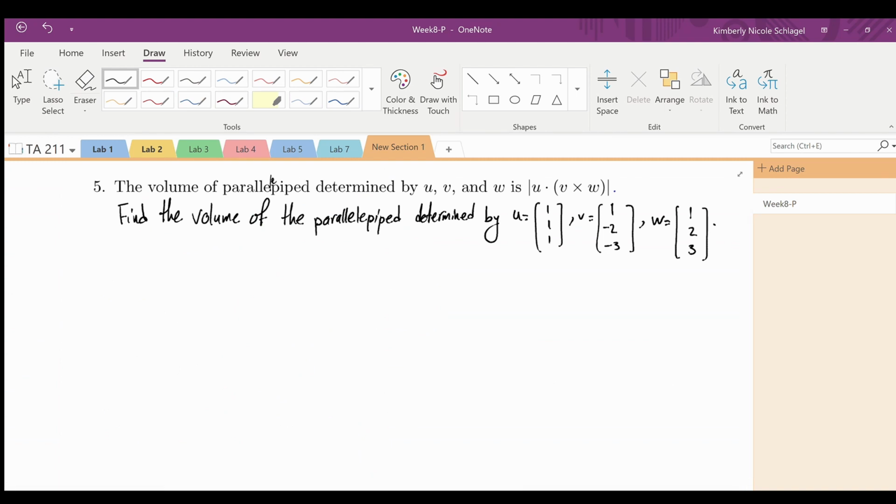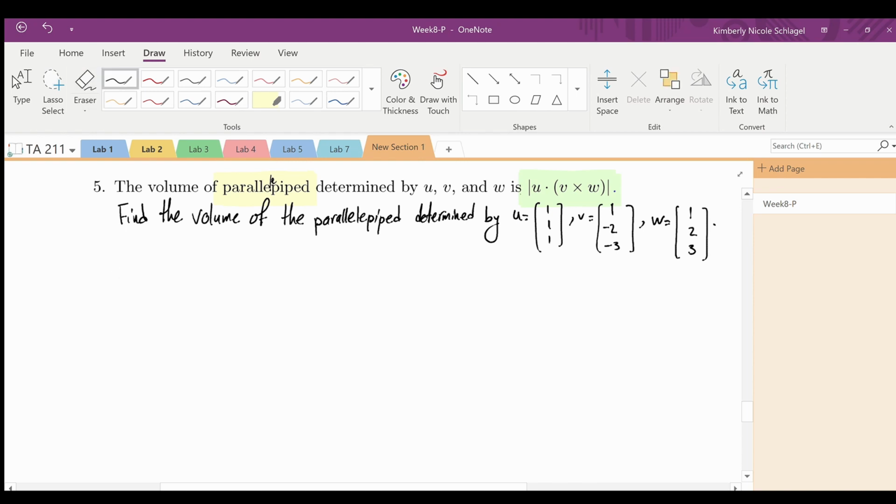Okay, so sometimes math comes up with these really cool and weird names for things, and this is one of them. We're asked to find the volume of a parallelepiped determined by U, V, and W, given by this formula here. A parallelepiped is essentially a 3D parallelogram. It's kind of a cool word though. So first thing that we're going to do is write down our formula.